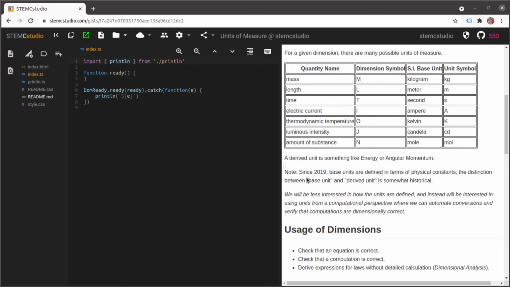I've added a note here just to talk a little bit about what are called base units and derived units. A base unit is somewhat arbitrary. We set the base units to be the ones that you can see above in this table. And the derived units are things that are made up of these. So for example, we might have energy or momentum or whatever. But really, it doesn't matter what we use as our units.